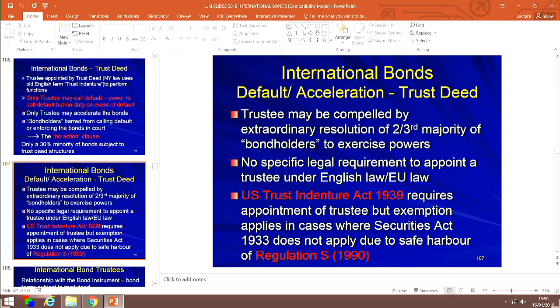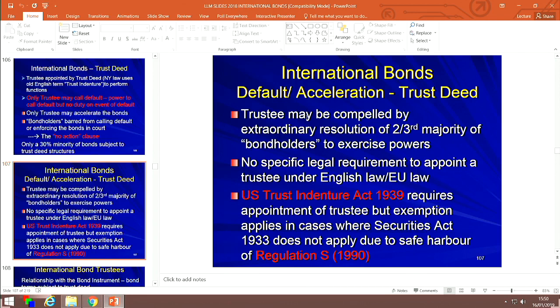That is not the case if you're choosing New York law, because the US Trust Indenture Act 1939 requires mandatory appointment of a trustee, unless, important one, unless an exemption applies under the Securities Act 1933. And in practice, all international bond issues are done within the exemptions to the Trust Indenture Act 1939 of the US, so that the Trust Indenture Act mandatory requirement to appoint a trustee does not apply.